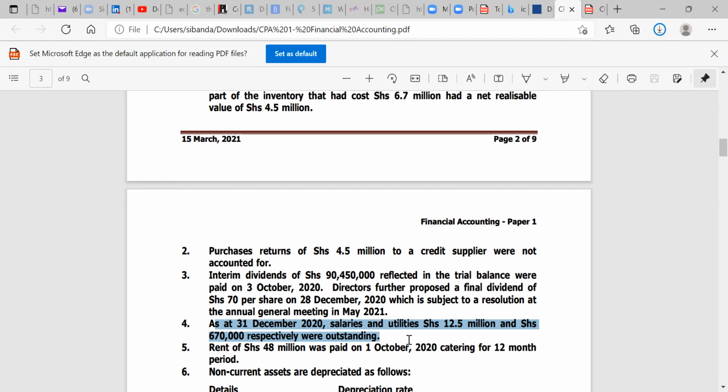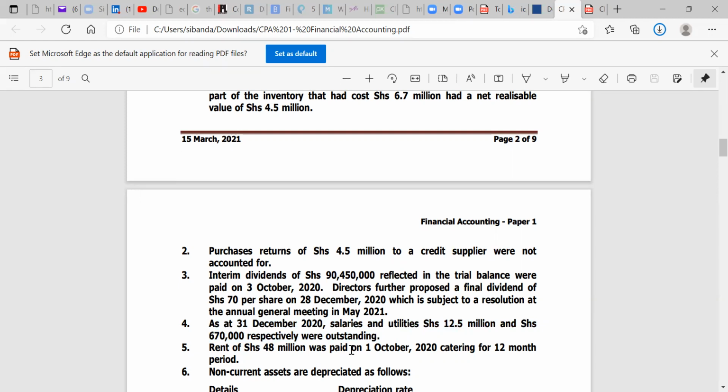What's the other one? We're saying 48 divided by 12, is it a 4 or 3? It's 4. So it's 4 million. If you have 4 million times 3, that gives you 12 million. So 12 million is for the 3 months.